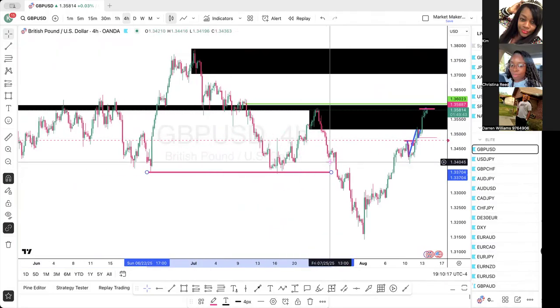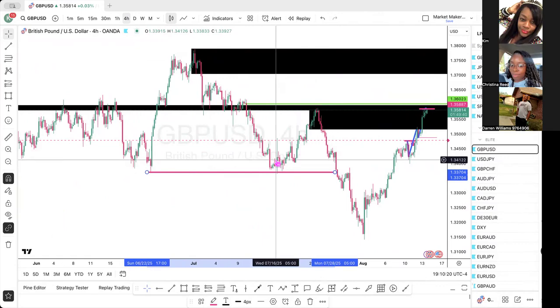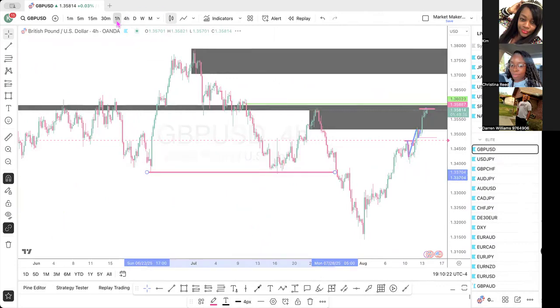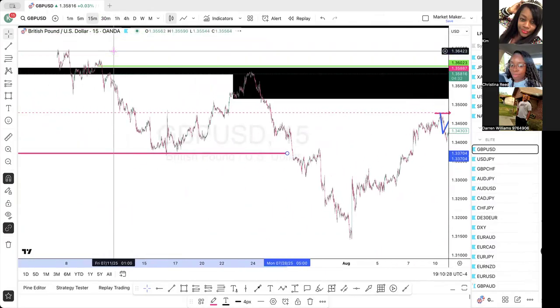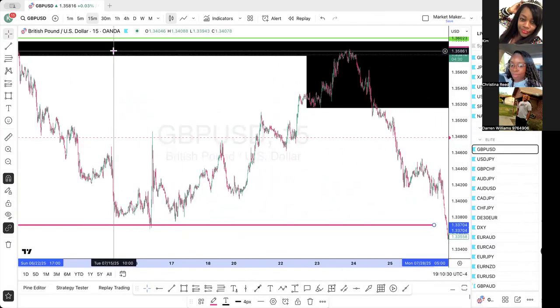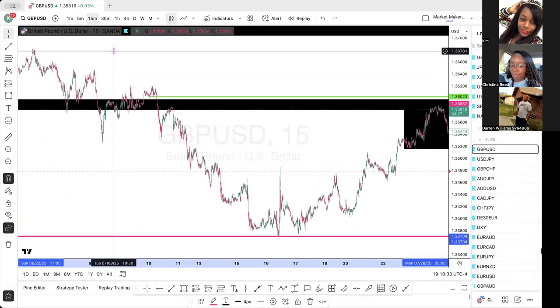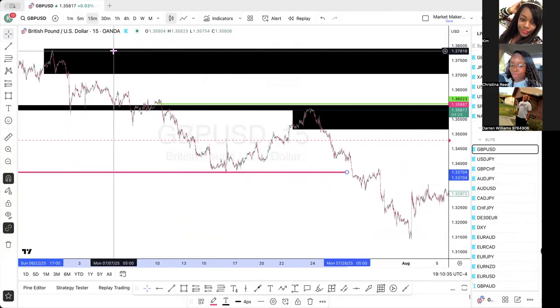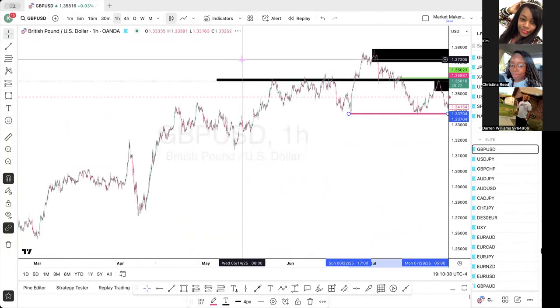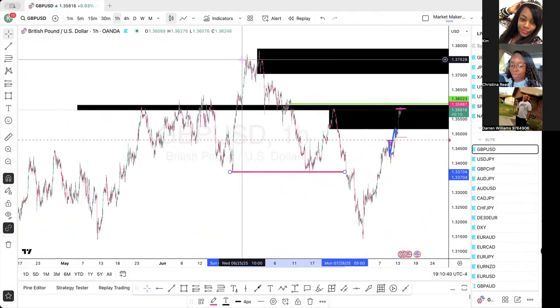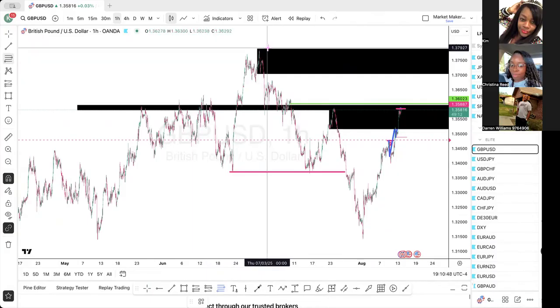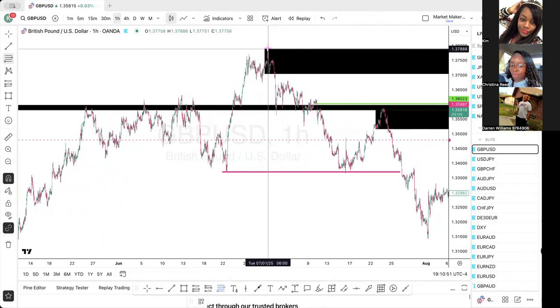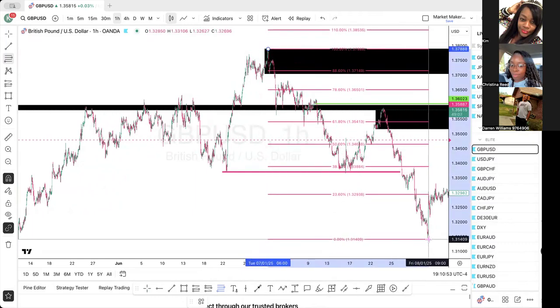And see on the 4 hour, it didn't close below. I believe even on the 1 hour, it didn't close below. Matter of fact, I believe on the 15 minute, it didn't close below. Maybe it did. Nope, it didn't. So for me, this full move, the move from here to here, is the move.